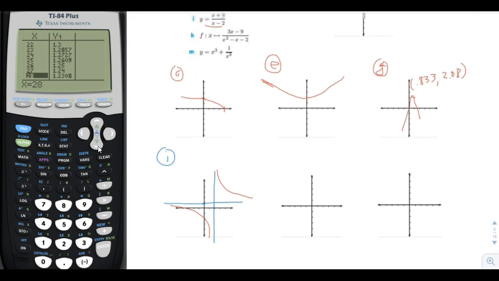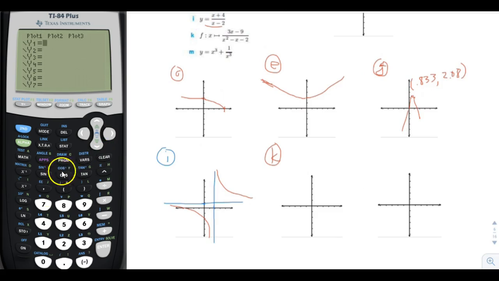All right, and then K. That's kind of a mess. But that's the good thing about the calculator. The calculator is not intimidated by complex equations. Not like humans. 3x minus 9 divided by x squared minus x minus 2. I graph it. Oh, that's pretty wild. Okay, and let's see where the asymptotes are by going to second table.